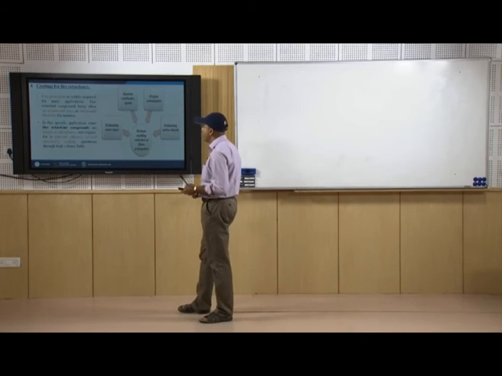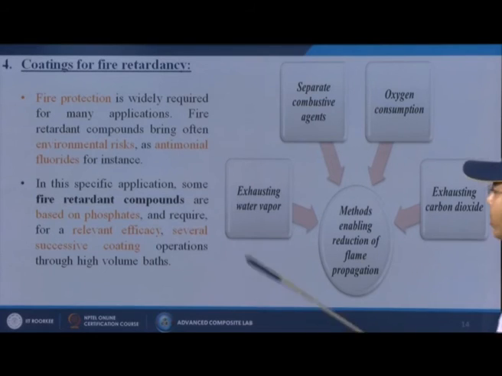Fire retardant compounds often bring environmental risks, such as antimony and fluorides, for instance. In these specific applications, some fire retardant compounds are based on phosphates and require, for relevant efficacy, several successive coating operations through high volume baths.